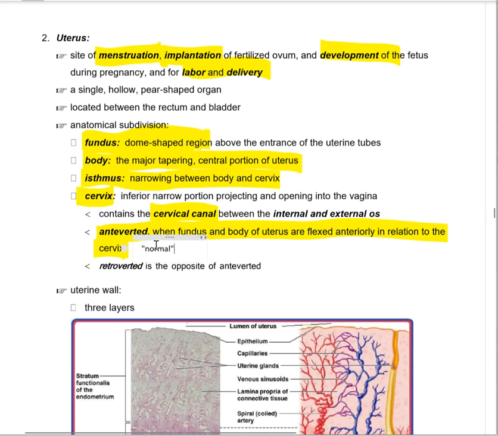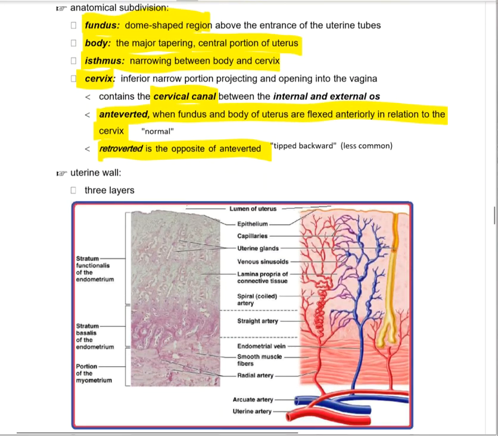All right. And then retroverted is opposite, and this is where it's tipped backward towards the rectum, and this is less common. So that's what I meant to say earlier. I apologize. The retroverted is the abnormal, the anteverted is the normal.